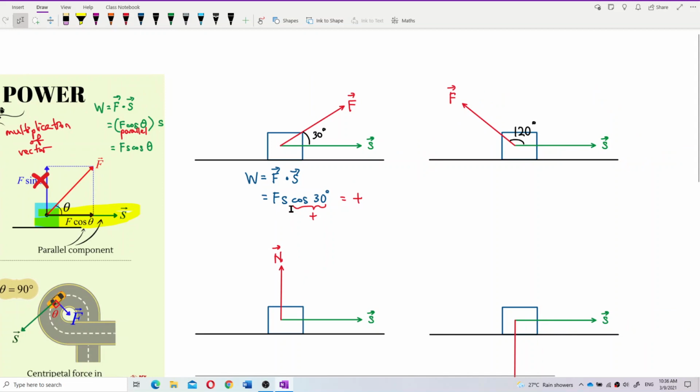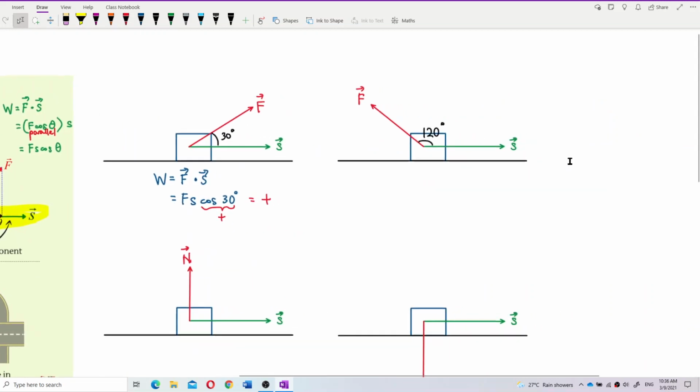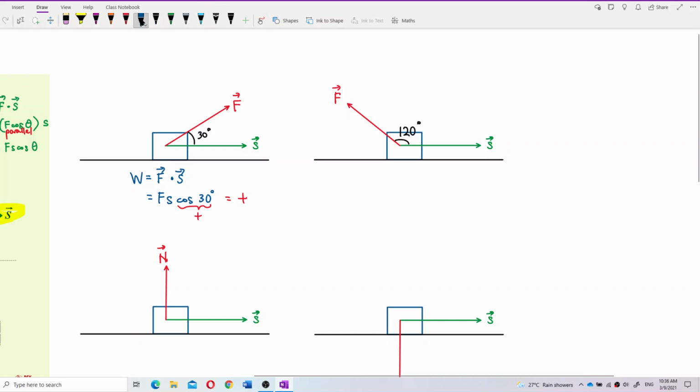Okay, so what I can say is here, cosine 30, you get a positive. That's why work done is positive. Now, how about this one? This one also, we use the same formula. Now, the pulling force is 120 degree to the displacement. So, again, we use the dot product for work done. So, we use cosine theta. This one is cosine 120.